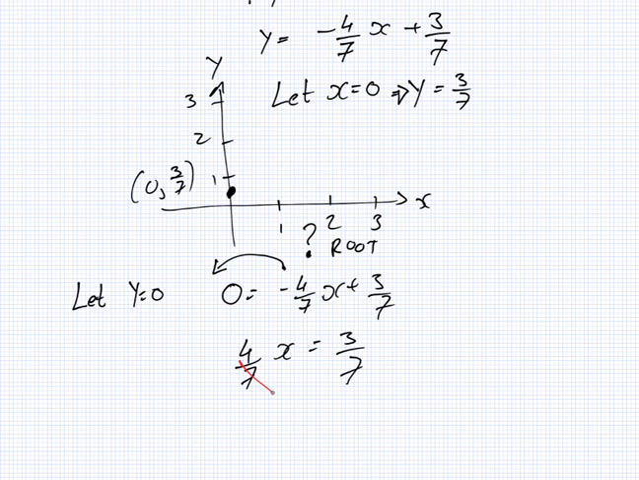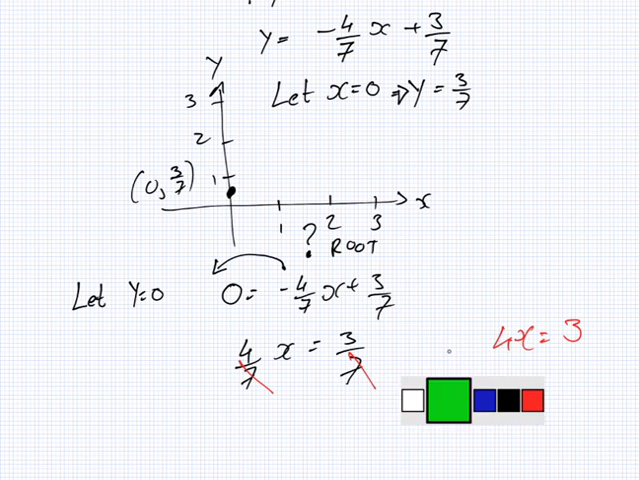7 into 2 or 7. Divide both sides by 7. Thank you. Multiply both sides by 7, so the 7's go. So now I have 4x equals 3. Then what do I do? Very good. 3 over 4. X equals 3 over 4.